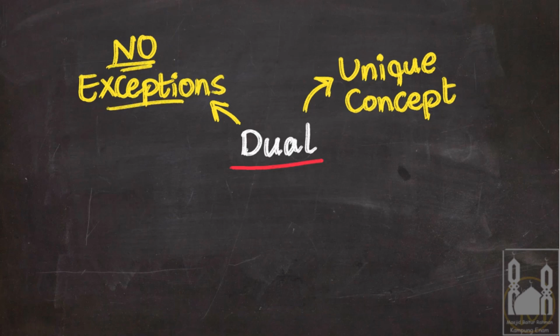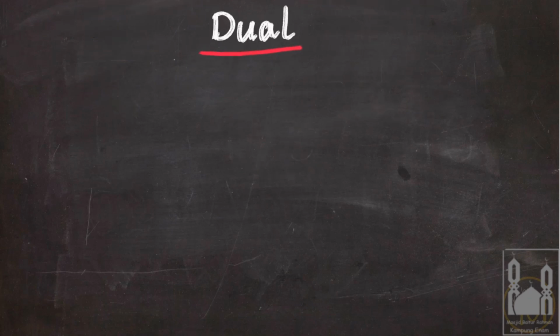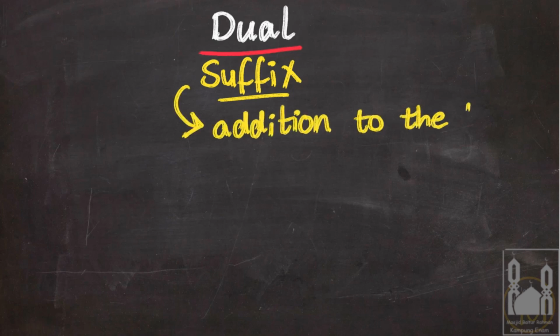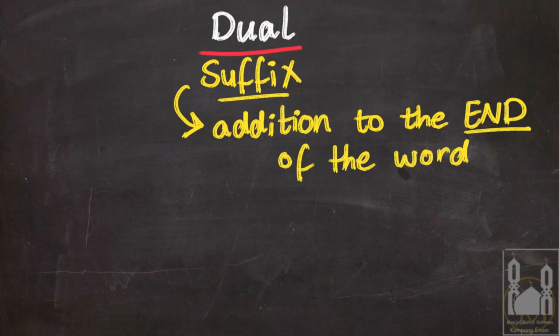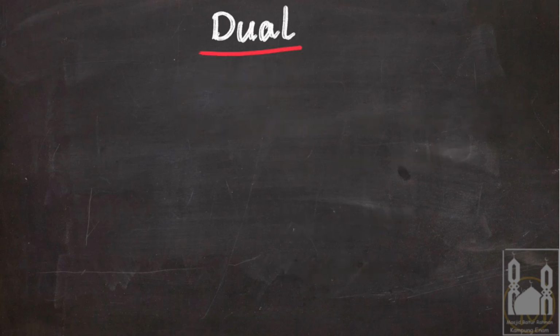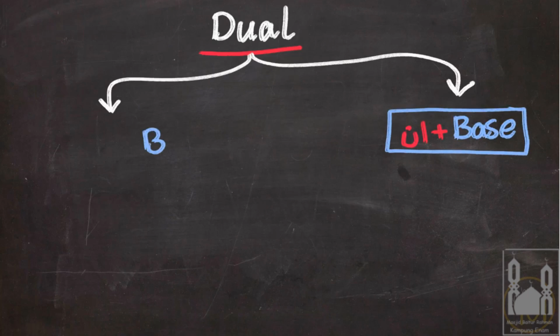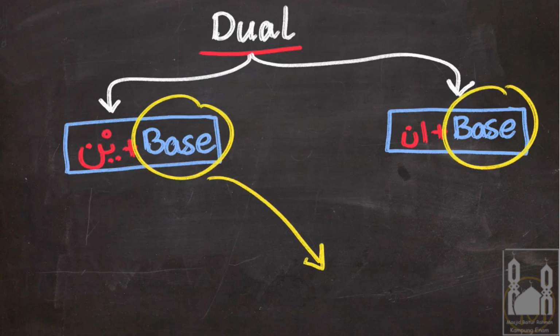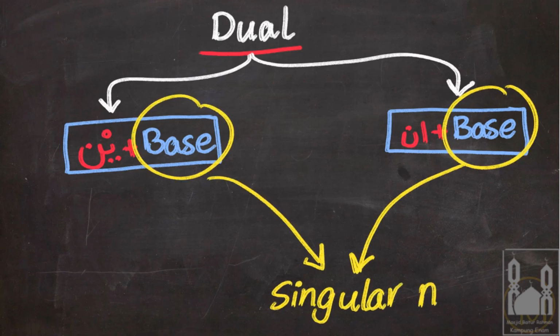No exceptions. So to use any noun in the dual form, you will have to add a suffix at the end of the word. And for those who don't know, a suffix is an ending which changes the meaning or the function of the word, like adding er and turning teach into teacher, work into worker, and so on. So in order to turn a noun into a dual form, you will add alif, noon, or ya, noon to the end of the base form of the noun. As we've just indicated, the base form will always be the singular noun.